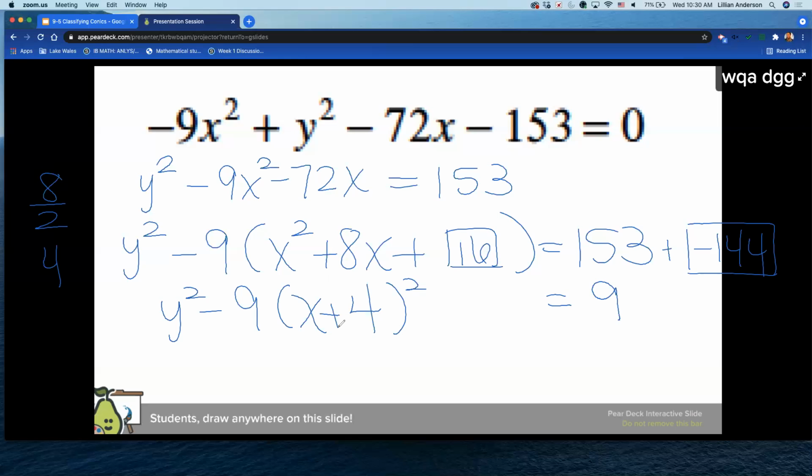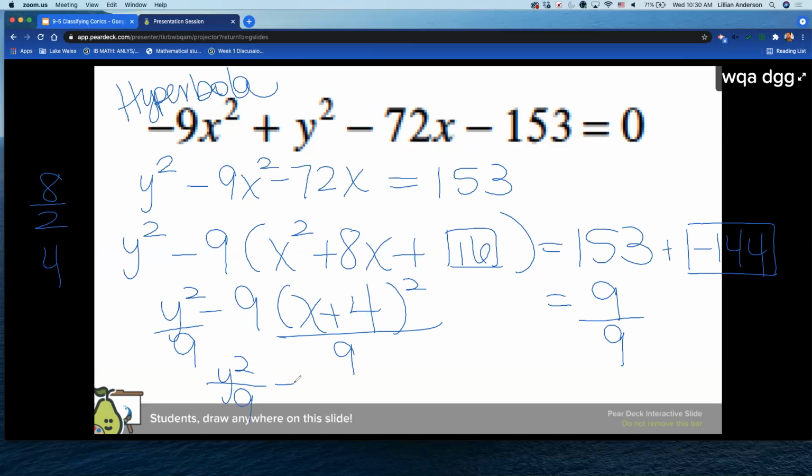The last thing I need to do, because this is a hyperbola, is it needs to equal 1. So what do I need to do from here? Divide every term by 9. So I'll have y squared over 9, x plus 4 squared over 1, or just x plus 4 squared, is equal to 1. This is a vertical hyperbola. What's the value of A? 3. What's the value of B? 1. What's the center of the hyperbola?